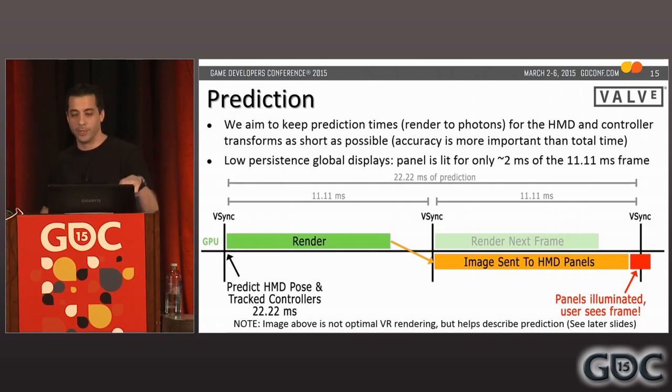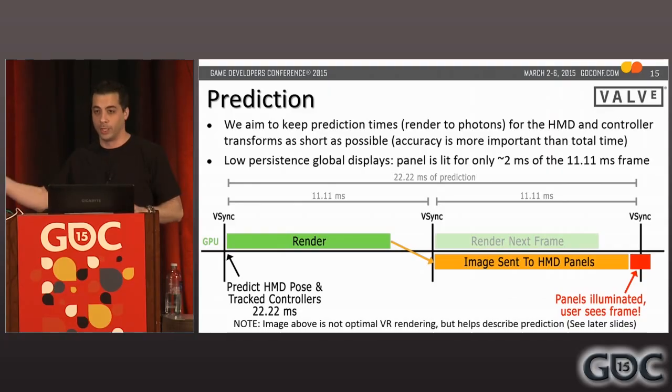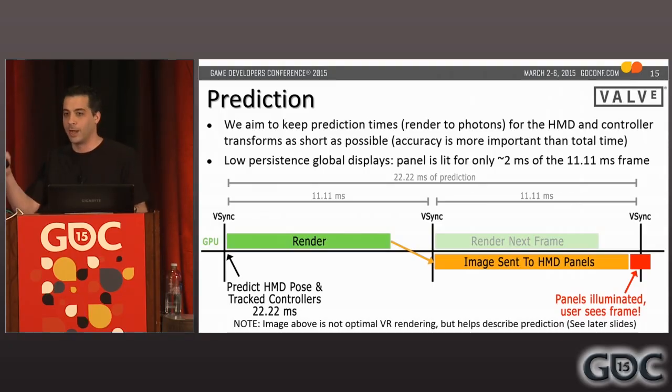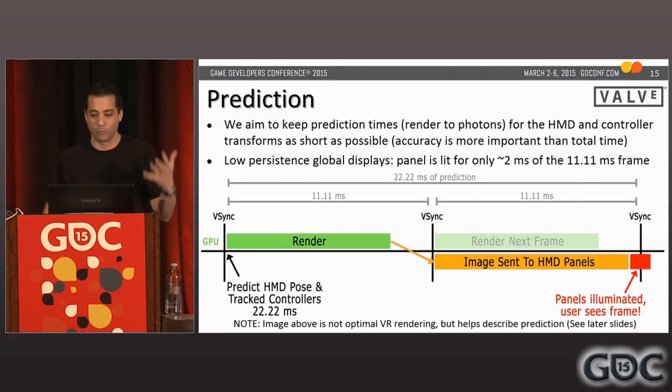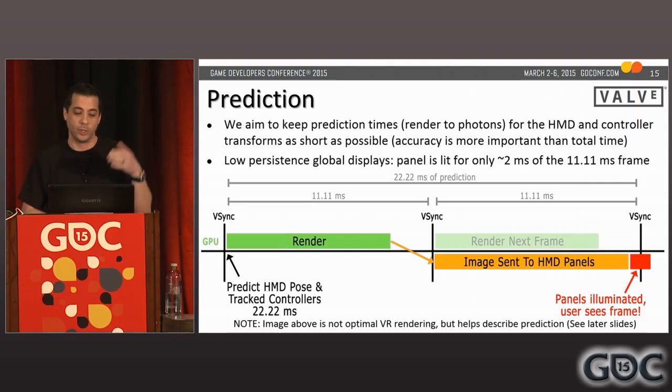So if you're predicting your pose, in this example, right at the top of your frame, if you're going to predict your poses forward, update that constant buffer, and render, you need to predict forward 2 frames. Because while that frame you just predicted is going to be presented on the next VSync 1 frame later, the customer doesn't see it. The photons don't hit their eyes until another frame later. We call that rendering to photons, okay? It's when you start to render to when the photons hit their eyes.